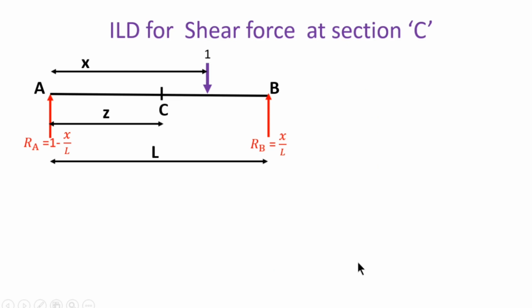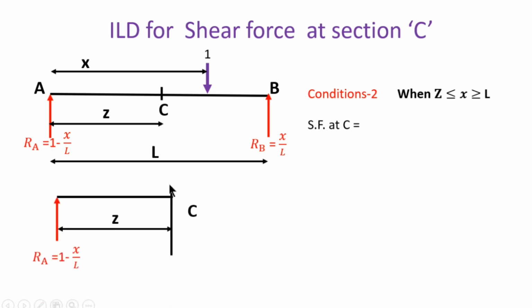Then next condition, condition number 2, the limit is z to L, that is x is greater than z and less than L. It means the load is between C to B. So what is the shear force at the section C when the load is between C to B? If you take it from the left side, we will draw the separate diagram.